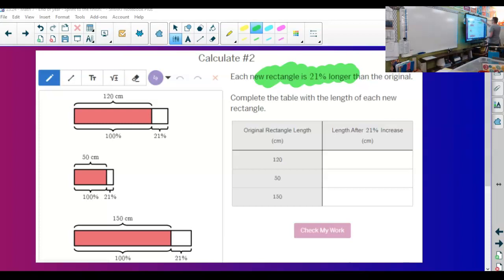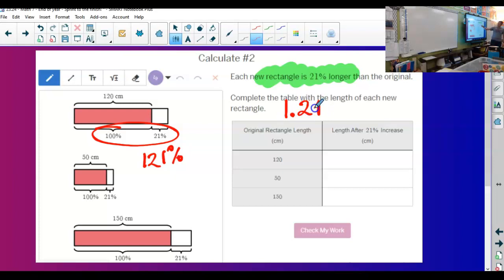So, if we increase by 21%, what percent are we actually at now if we increased by 21%? Anybody? 121%. So, how do I write 121% as a decimal so I can do math with it? 1.21, and then you can just multiply by whatever length you had before. So 1.21 times 120, or 1.21 times 50.